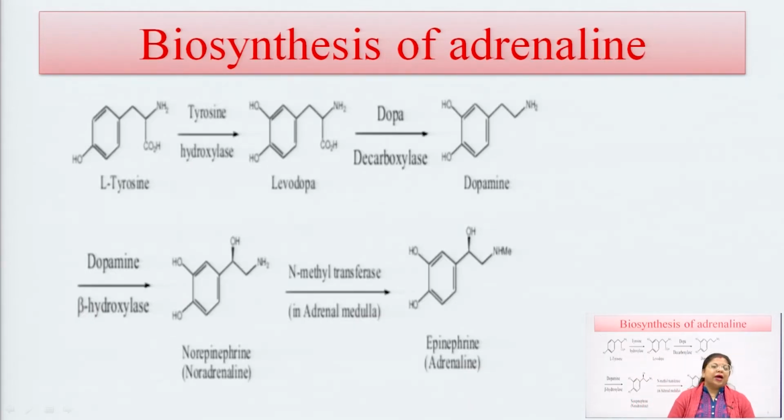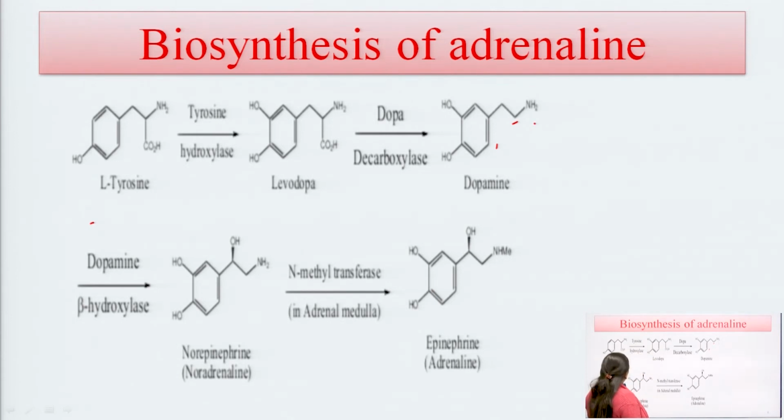And what is the biosynthesis of adrenaline? We all know that adrenaline is synthesized from dopamine, so we have to discuss this pathway. Tyrosine is converted into levodopa and then to dopamine, which we already discussed in the previous slide. So we start with dopamine here. In dopamine, there are 2 hydroxyl groups present in the aromatic ring, and there is CH2, CH2, NH2. This is a side chain.